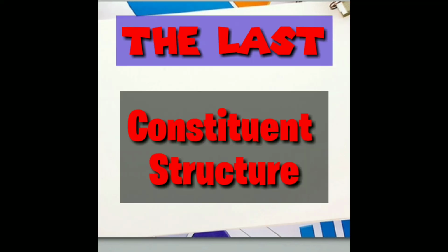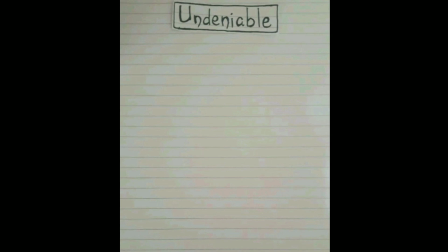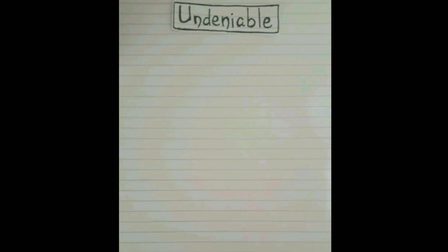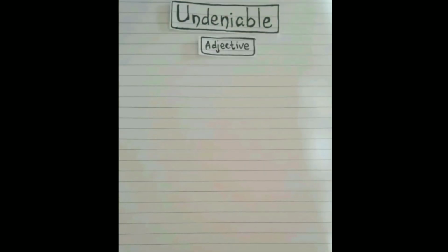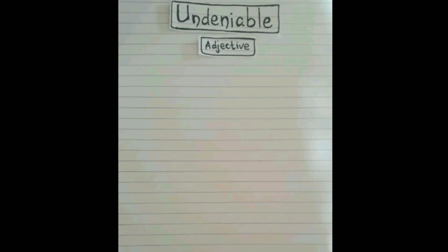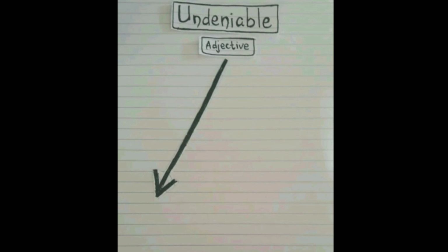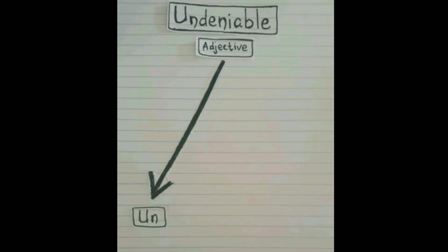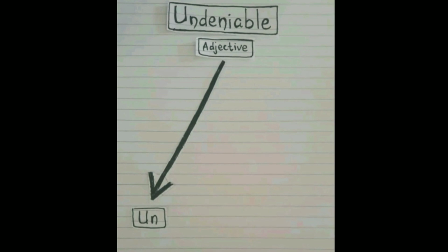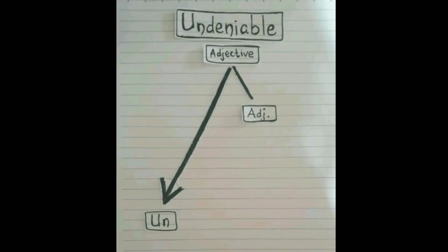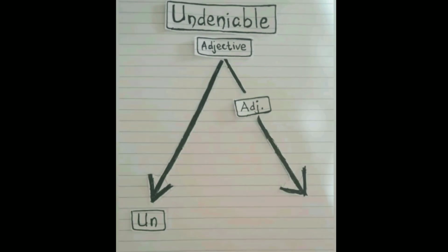The last is constituent structure. You can see there are 3 structures. The first is the word undeniable. How do we break down this word? First, you have to know the word class of undeniable. It ends with able, so the word class is adjective. So write adjective. And then you have to see the prefix first. There's the prefix un, so you draw the line down and then write un. After that, you have to see the suffix. Able is the suffix, and the word class is adjective. Draw the line down, write adjective, and then draw the line down again, write able.